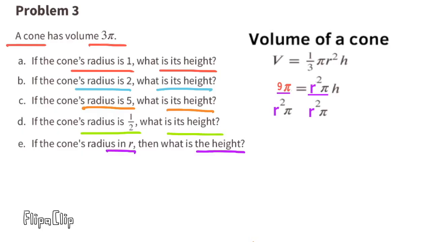9 times pi divided by r squared times pi equals 9 over r squared. And on the right side of the equal sign, we have 1h. Now the equation reads 9 over r squared equals h. So when the radius of the cone is r, the height is 9 over r squared.